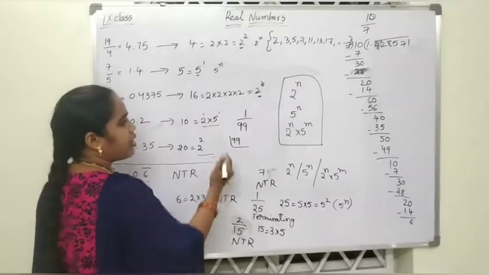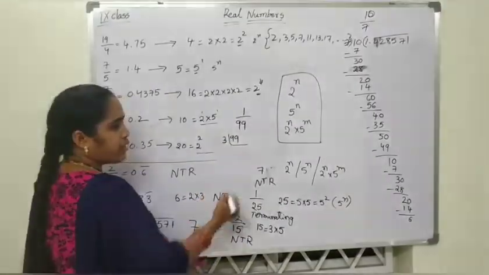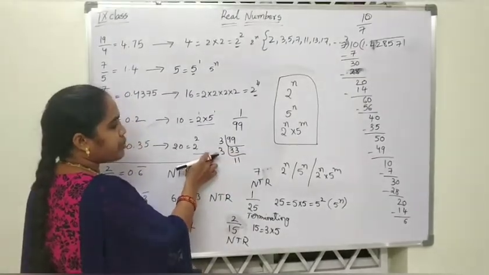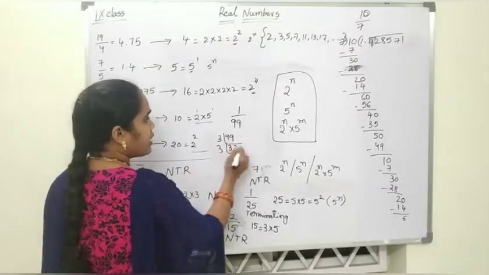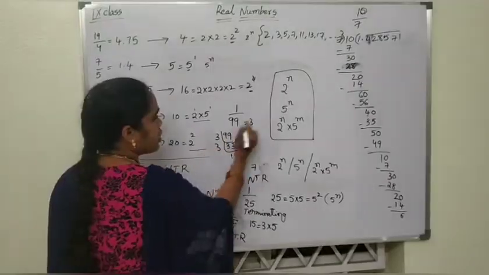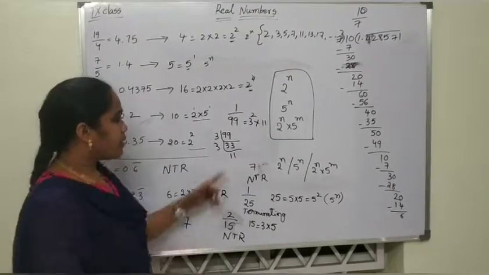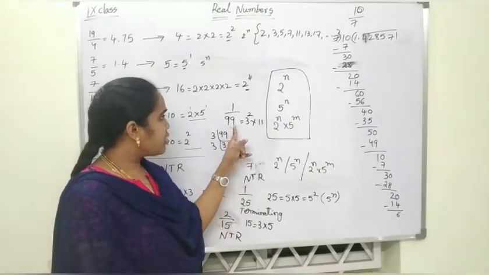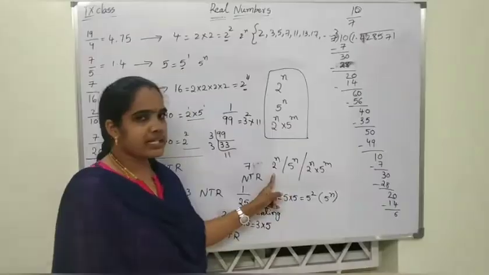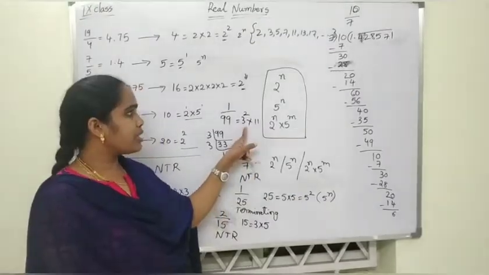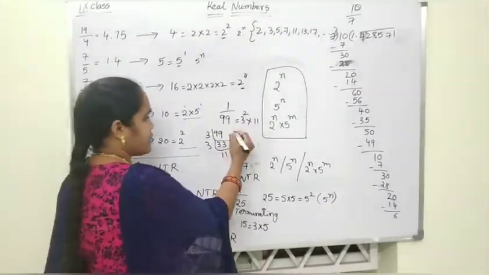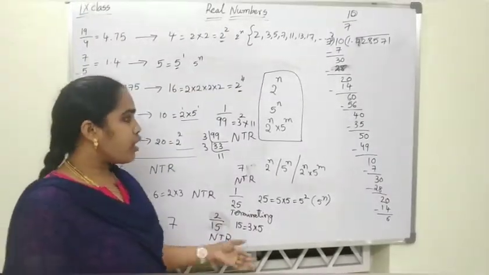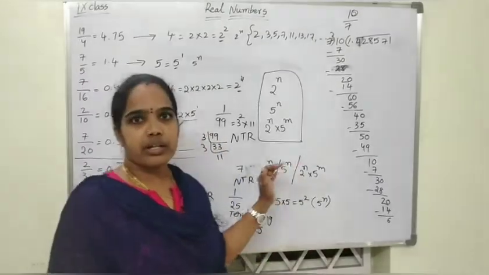99 prime factorization. First prime number 3. 3 table 33. Next 3 table 11. 11 is a prime number, 3 is a prime number, 3 is a prime number. So 99, how can we express it? 3 into 3, 3 square into 11. So the denominator we are writing in the form of 3 square into 11. Is the denominator in the form of any one of these? No. So which type of decimal is that? Yes, non-terminating recurring decimal.